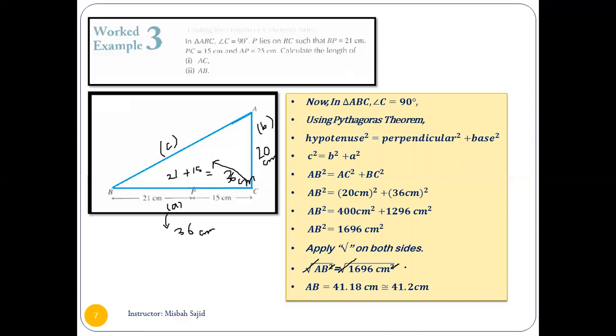On this step, you may use a calculator to find the square root of 1696, and you will get 41.18 something. But according to your book, you have to present your final answer in three significant figures. So it was 41.18 centimeters, and I have just rounded off this value to the third digit, so it becomes 41.2 centimeter. Here I have used the approximating sign, so AB is approximately equal to 41.2 centimeter. In the last you may write that the length of AB is 41.2 centimeter. So this is three significant figures.